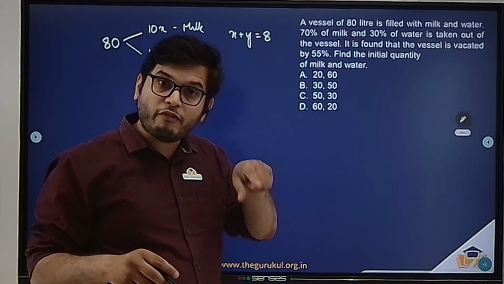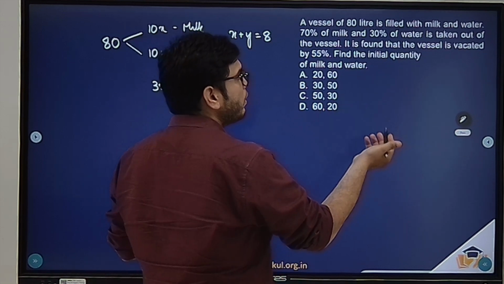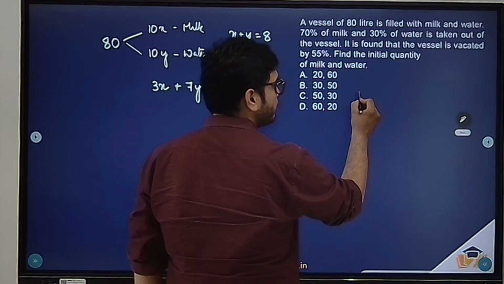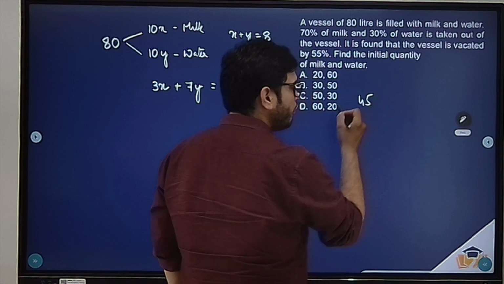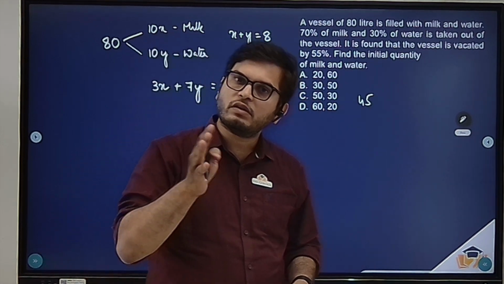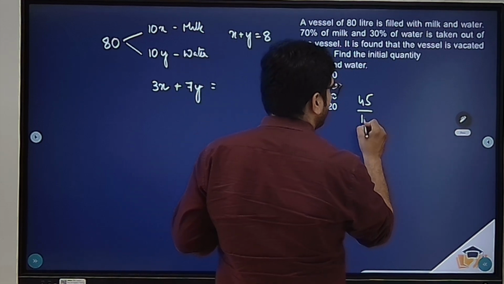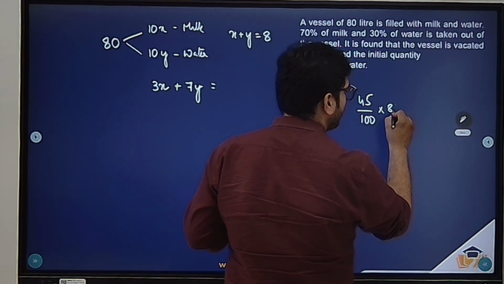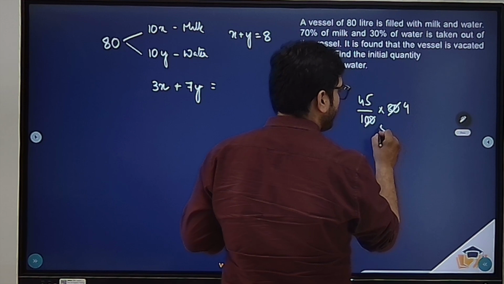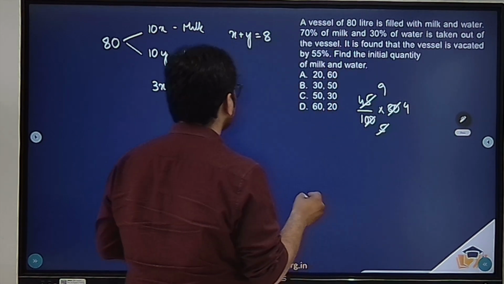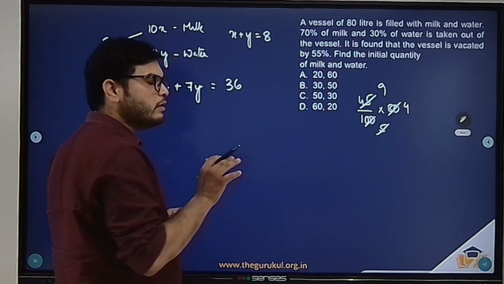So vacated by 55%. So what was the quantity that was present? 100 minus 55, 45%. Now 45% of what? 45% of these 80 liters. So 45 by 100 into 80. So 9 times 4 is 36. So you are left with 36 liters in the vessel.